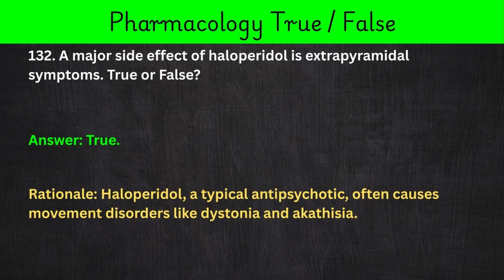132. A major side effect of haloperidol is extrapyramidal symptoms. True or false? Answer: true. Rationale: haloperidol, a typical antipsychotic, often causes movement disorders like dystonia and akathisia.